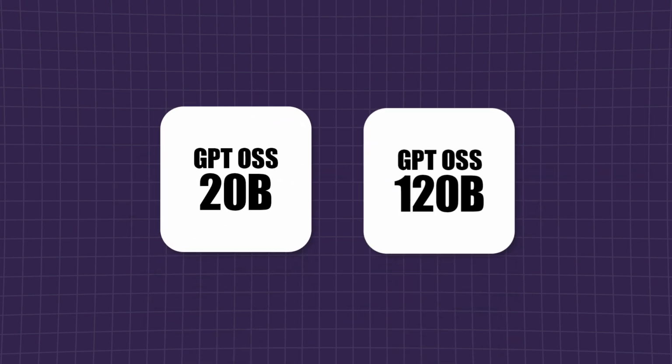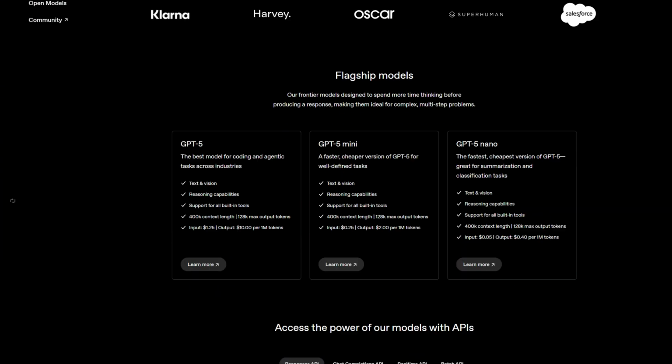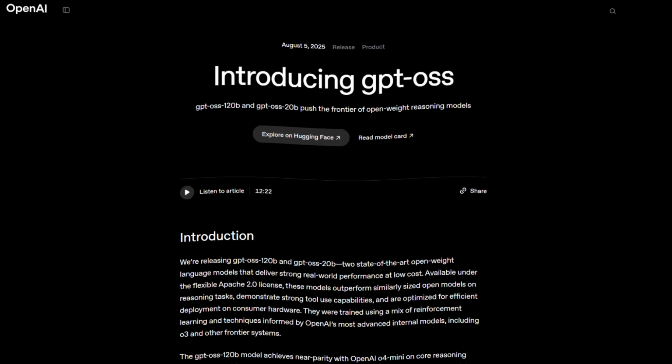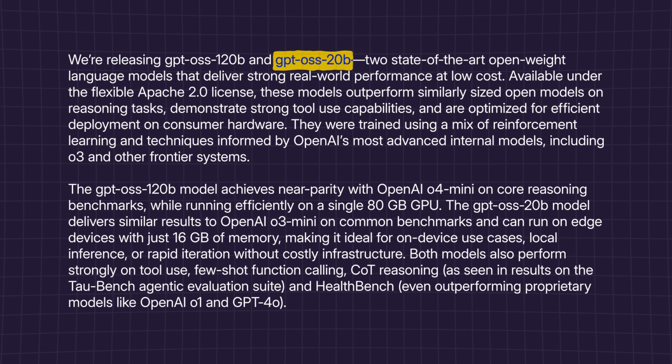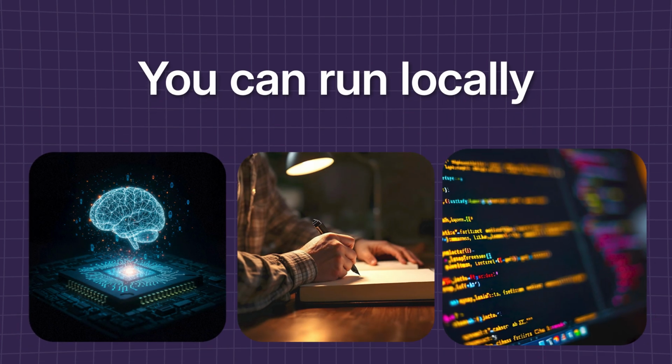Want to run GPT OSS 20B or GPT OSS 120B locally without relying on OpenAI's API? Today, I'll show you how to use 3 powerful tools to make that happen. In case you missed it, OpenAI has released 2 open-source versions of its GPT models, GPT OSS 20B and GPT OSS 120B. These are capable public models you can run locally for reasoning, writing, coding, and more.